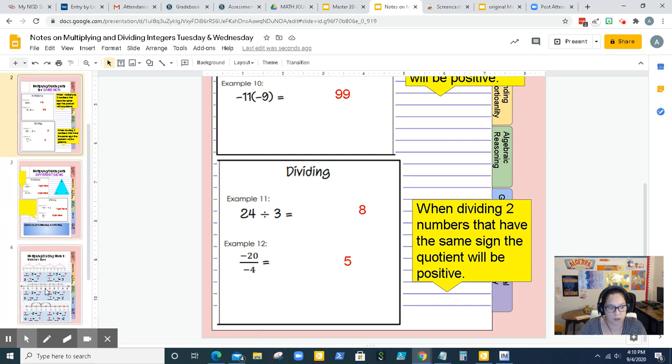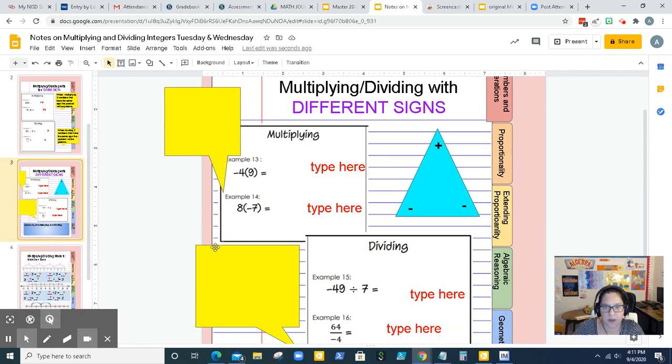Okay, so now we're going to go on to different signs. So when you're multiplying or dividing with different signs, your answer is going to be different. So it's not a negative times a negative. Now we have a negative times a positive. So now this triangle is just a visual representation to help you. Anytime you're multiplying or dividing, that's when you can use this.